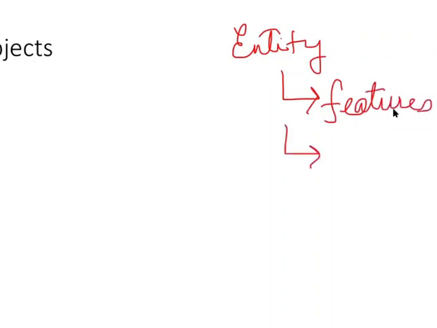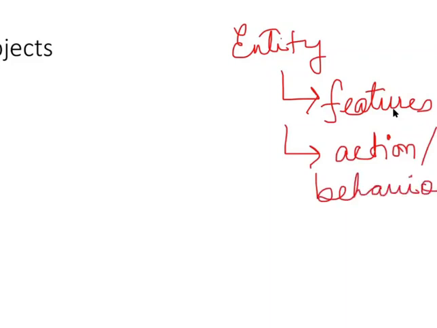It's an entity which can be described by using certain features and certain actions or behavior. So an object is an entity which has got certain features and performs certain actions, exhibits some behavior.